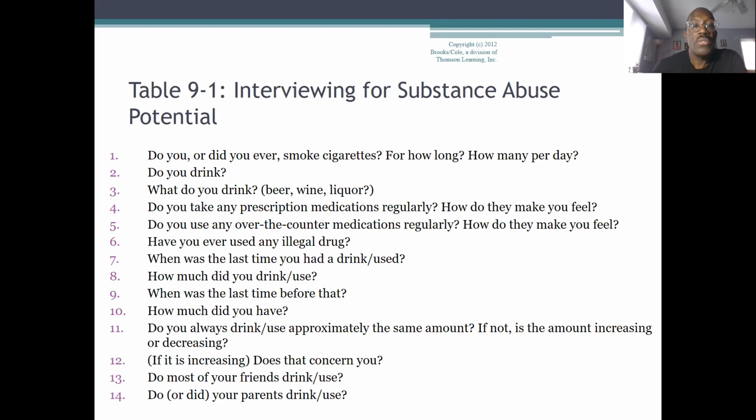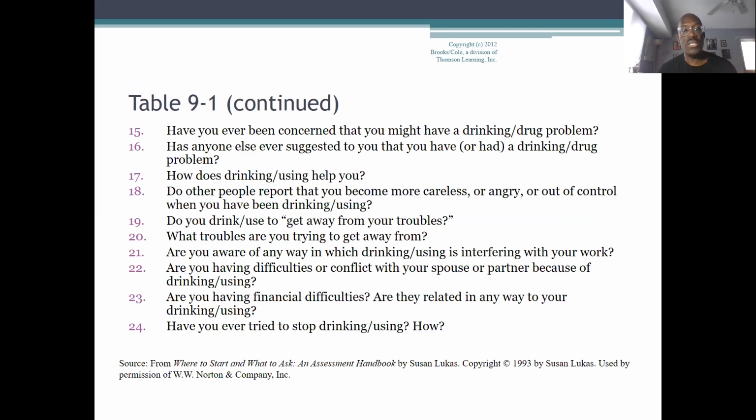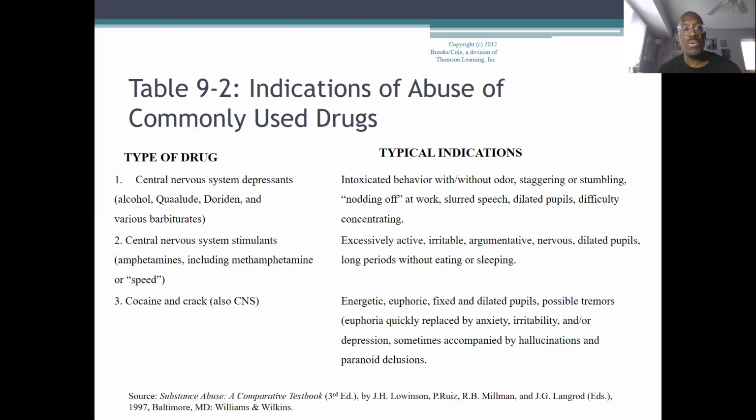As a matter of fact, they're right here. These are some questions you might want to consider if you've got a client presenting with whatever the issues may be. We want to get a sense of what the substance use is like, and these are questions you might think about asking a person to ascertain the level of severity associated with this potential abuse. As you can see, it's about the frequency of drinking, under what circumstances, what happens, and why do you do it. Does it create difficulties with partners, things of that nature? These are things you would want to go into in detail.